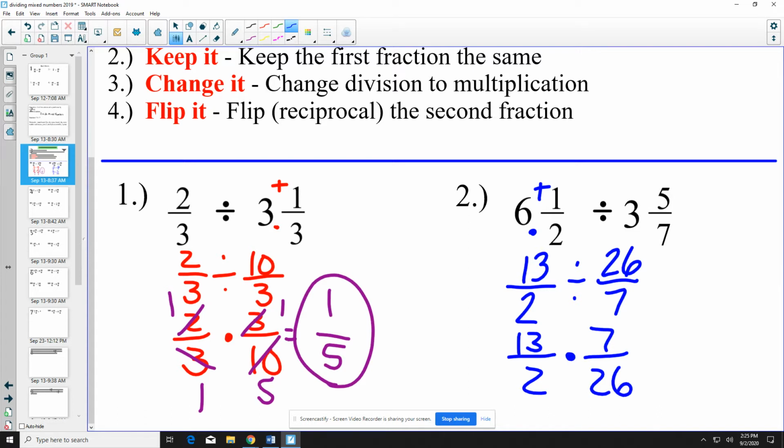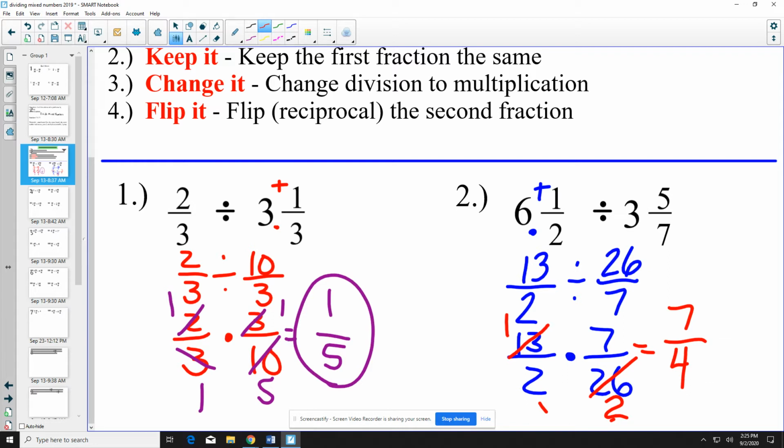Now you can look for cancellation. Do you see any? Yeah, 13 and 26. 13 goes into 13 once. Cross out your 26. 13 goes into 26, 2. All right, I'm looking for more cancellation. I don't see any. I can't cancel the 2's because they're both in the denominator. So I'm going to multiply across. 1 times 7 is 7. 2 times 2 is 4.